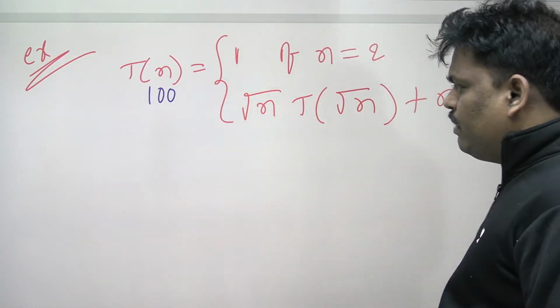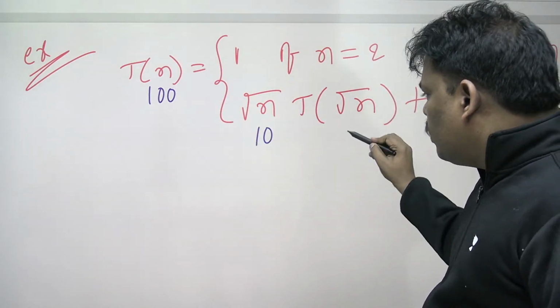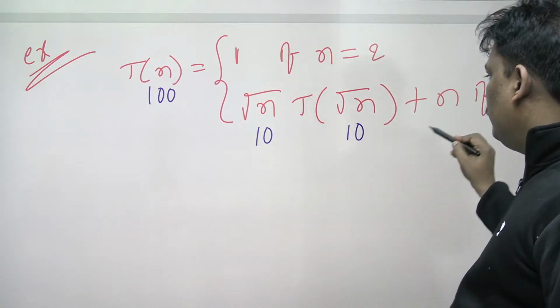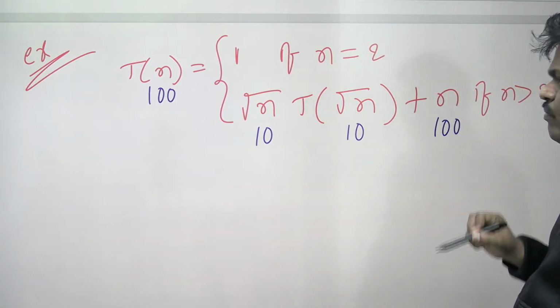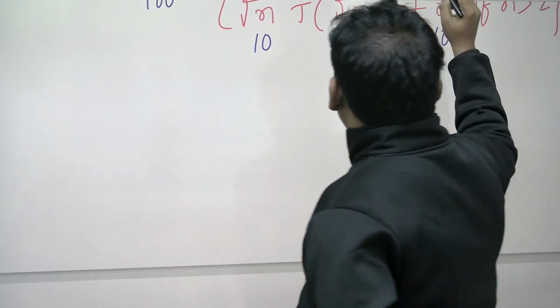If it is 100, root 100 is 10. T root 100 is T 10, and that is 100. Root 100, so 10 into 10. If 100 is given, first two places, root; last place, as it is, no root. If you are okay, I will execute now.